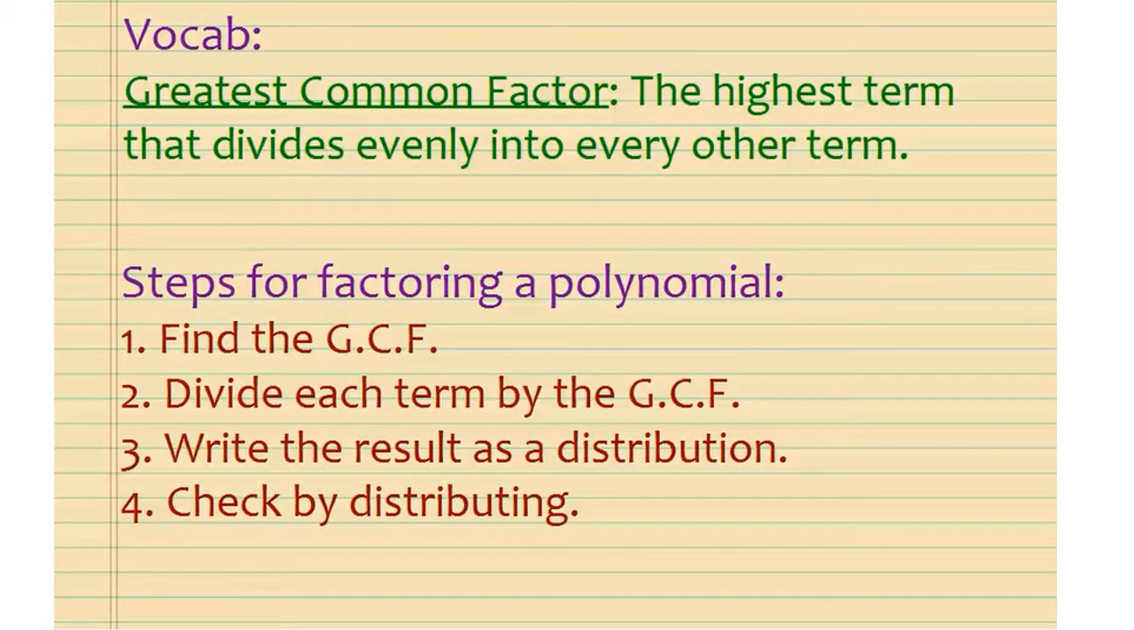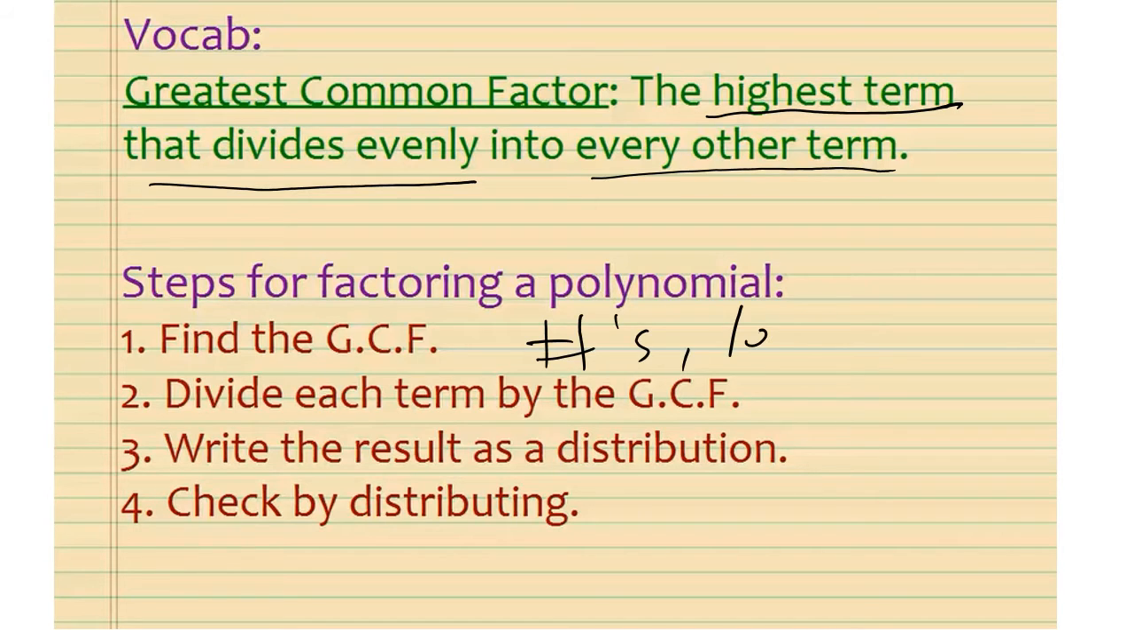Here's our vocab. The greatest common factor is the highest term that divides evenly into every other term. So we will first think about the numbers and then the letters to discover the greatest common factor. After we do that, we will divide each term by the greatest common factor.